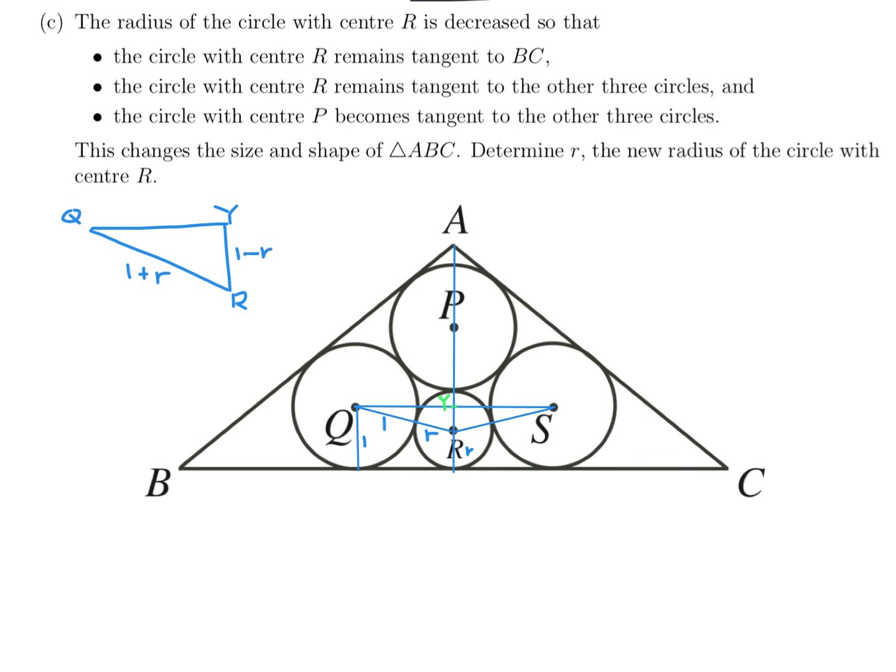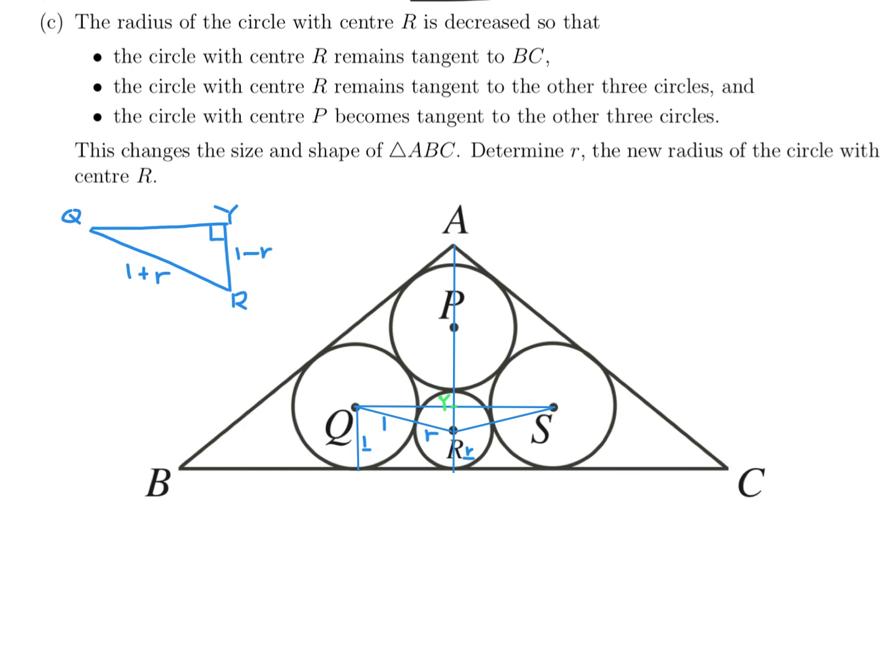I'll write it out here. This 1 minus this r would give me this Y to R. And that's a right triangle. And I think that's about as far as I can get. QY, I'm not sure yet, but I can use Pythagoras in this triangle.